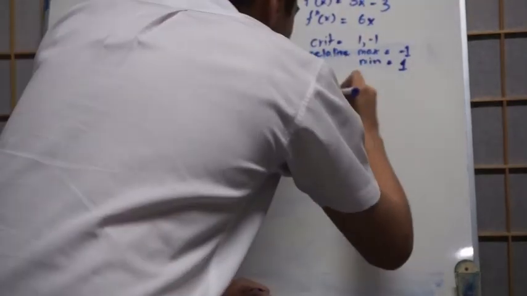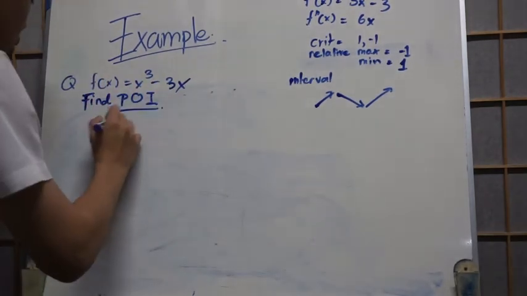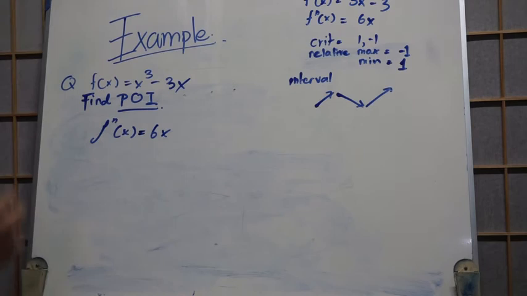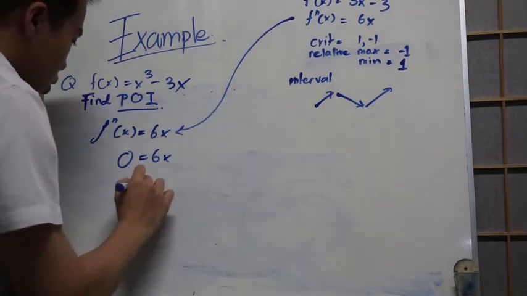The fourth question asks for the point of inflection, so we have to use the acceleration equation. Then we solve for x, which is 1 and -1. The result will show the x coordinate where the point of inflection lies, which is x equals 0.